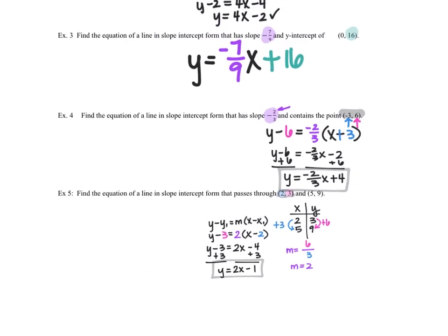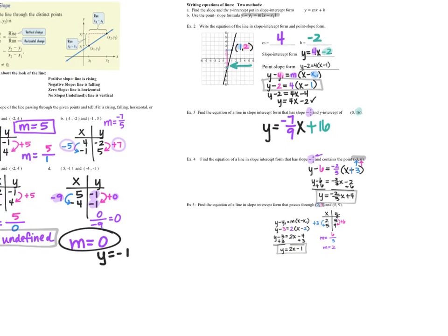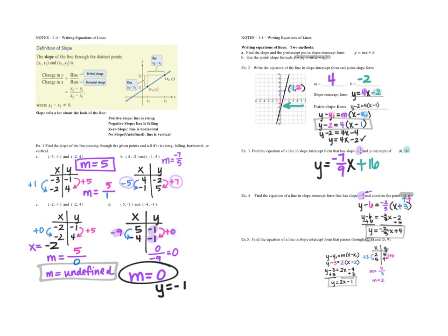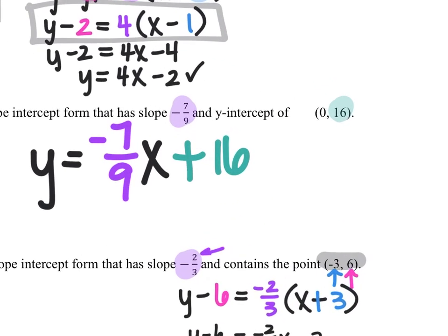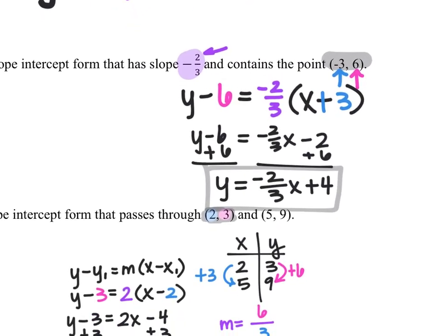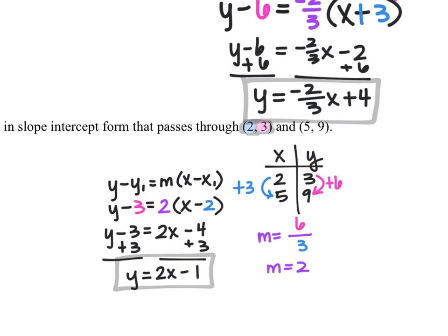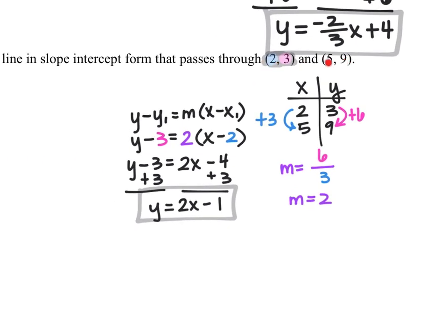And that is it. We have calculated slope from 2 points, and we have used several different types of information to find slope-intercept form of a line, whether we are given the slope and the y-intercept, or whether we're given a point and a slope, and we use the point-slope formula to convert to slope-intercept form, or whether we're given 2 points and asked to find the slope and generate the slope-intercept form of the equation.